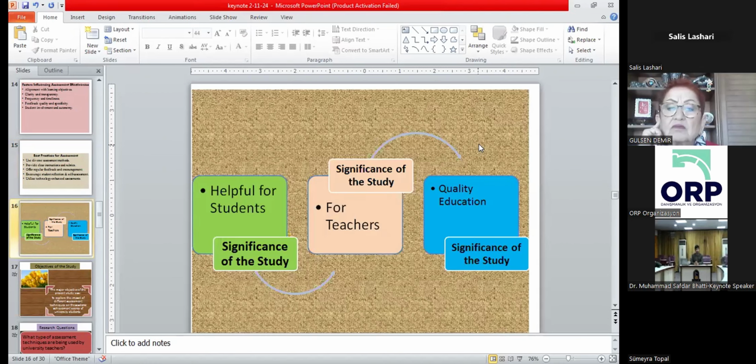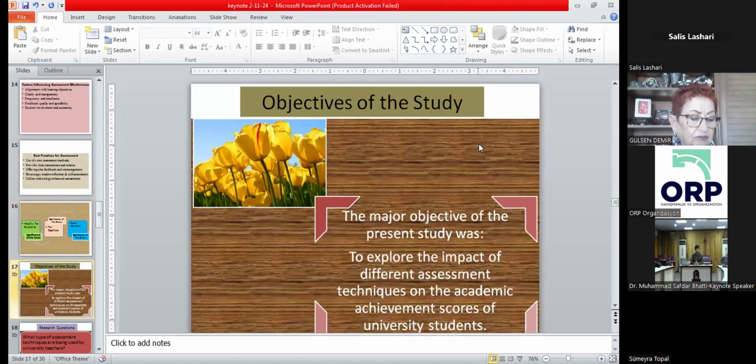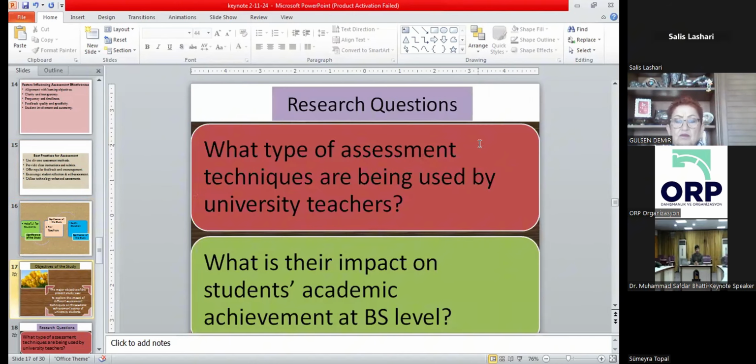If we talk about the significance of the study, that will be helpful for the students, for the teachers, and definitely the quality of education will be improved. The major objective of the present study was to explore the impact of different assessment techniques on the academic achievement scores of the university students.